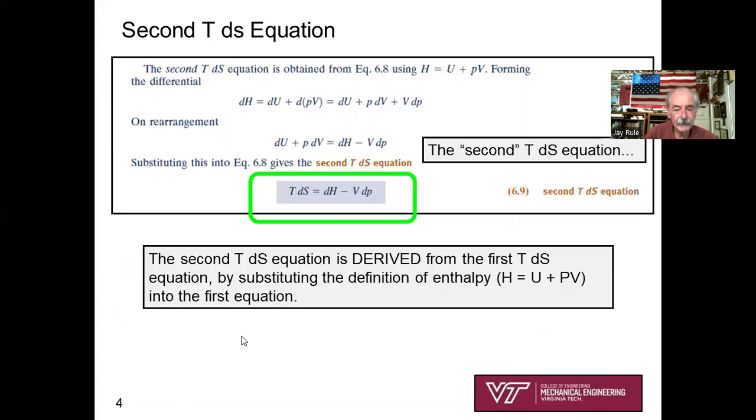The textbook then goes through the definition of enthalpy. Do you remember what the definition of enthalpy is? H? Well, it's up here in the screenshot. H is U plus P times V. H is U plus PV. That's purely the definition of H.